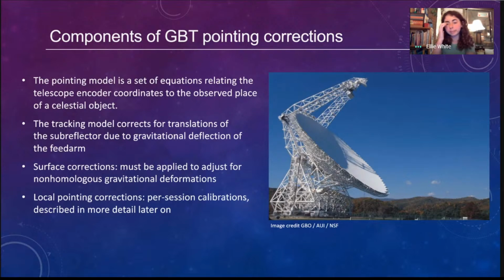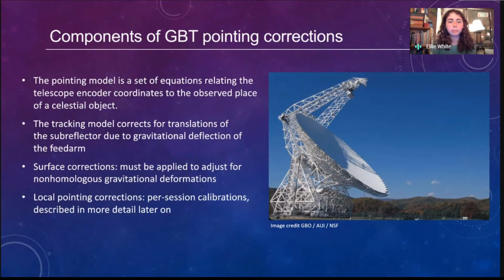So you want to relate those encoder coordinates to the observed place of the celestial object. Now, what is the observed place? Well, the observed place is basically catalog coordinates corrected for effects like refraction and precession and all the things that we talked about before. So the pointing model creates these corrections that you need to add into the observed coordinates to get to the encoder coordinates.